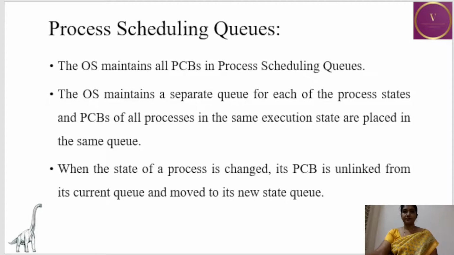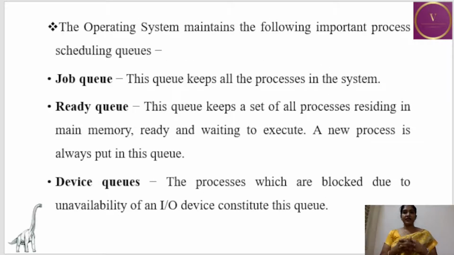All right. Next, the operating system maintains the following important process scheduling queues. What are the queues that the OS maintains? The job queue, ready queue and device queue. What is the job queue? All the processes are kept in this job queue. That is, this queue keeps all the processes in the system. Whatever processes are there in the system, all of them will be kept in the job queue. And ready queue.